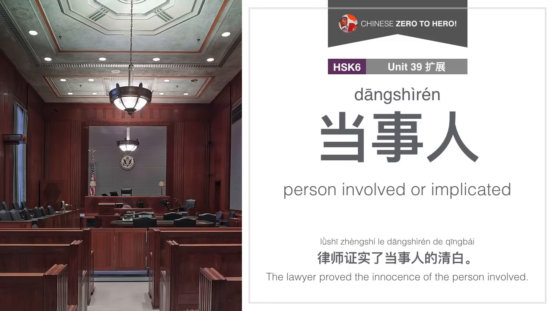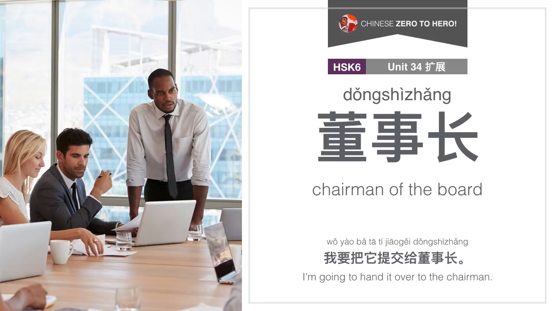And in HSK 6, we also learned the word 当事人, meaning the person involved or implicated. 律师证实了当事人的清白. The lawyer proved the innocence of the person involved. In HSK 6, we also learned the word 董事长, meaning chairman of the board. 我要把它提交给董事长. I'm going to hand it over to the chairman.